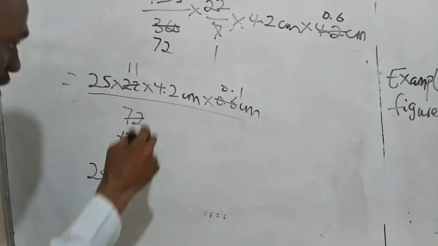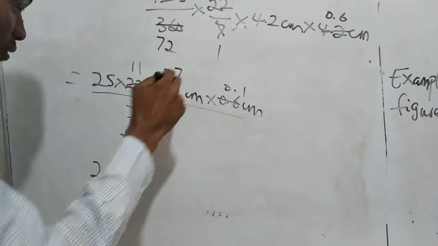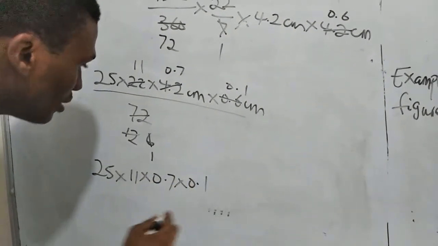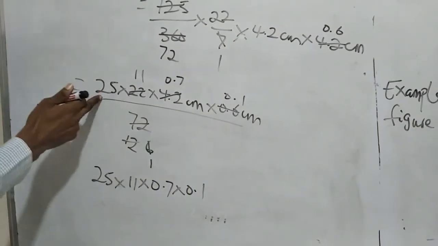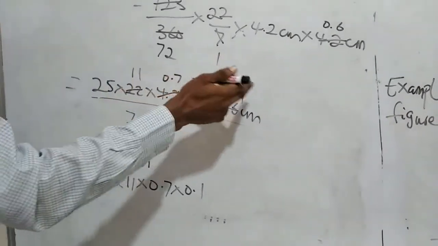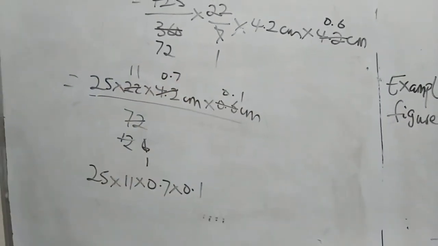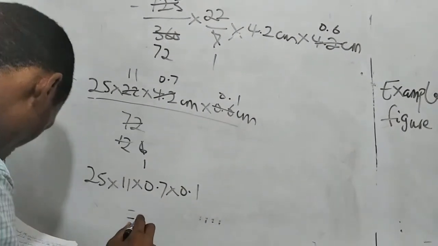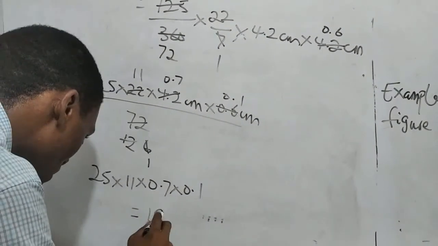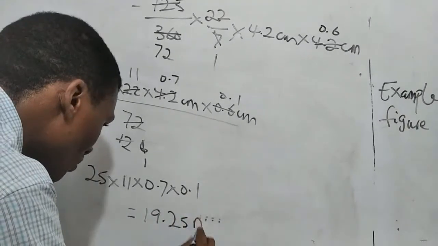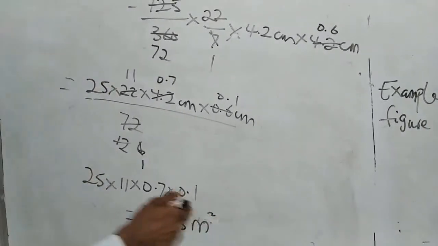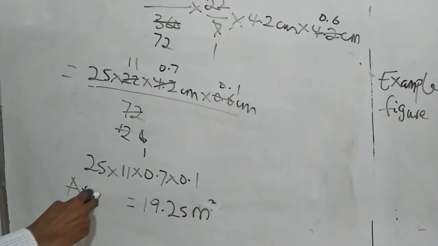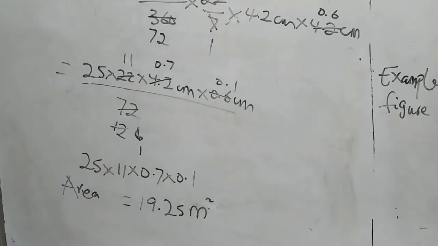6 here will give us 1. 6 here will give us 0.7. We have times 0.7 times 0.1. 25 times 11 times 0.7 times 0.1, and that will give us 19.25 meters squared. So our area of the sector is 19.25 meters squared.